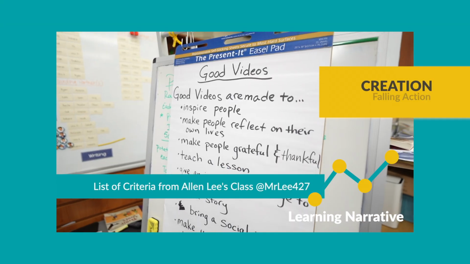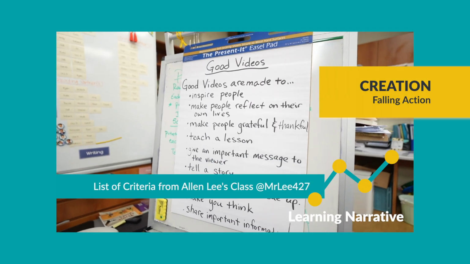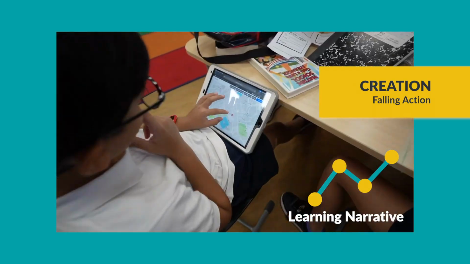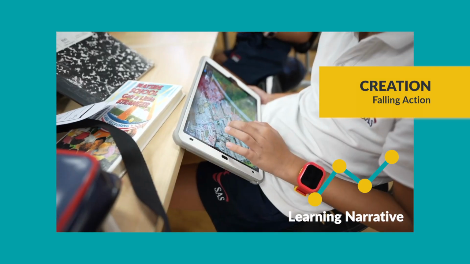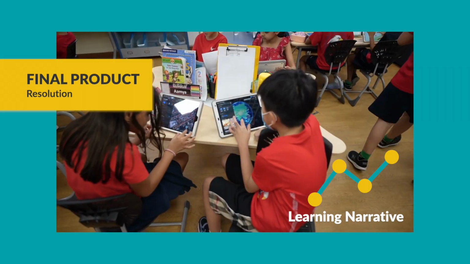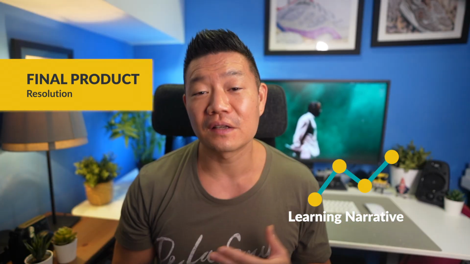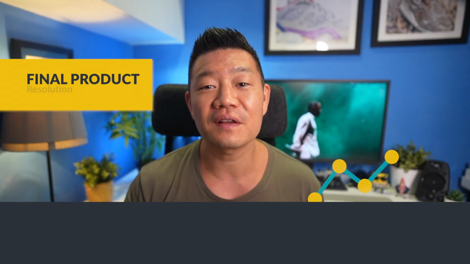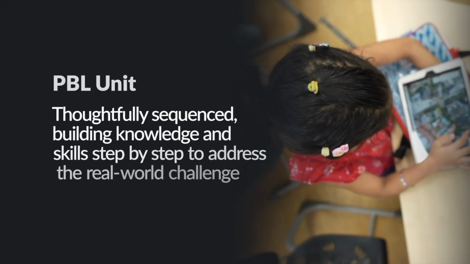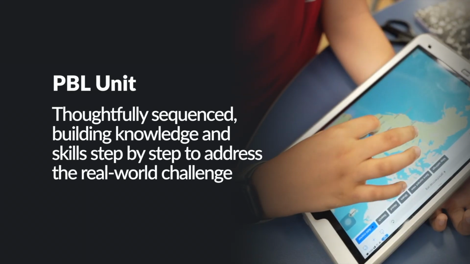In the creation phase, students start to create their video, combining maps, visuals, and storytelling techniques while refining their work through feedback. The story arc concludes with the final product, where students present their work to an audience, reflecting on their process and learning, mirroring the journey from curiosity to communication. As you can see in this learning narrative, in a PBL unit, every learning activity is thoughtfully sequenced, building knowledge and skills step by step to address the real-world challenge.